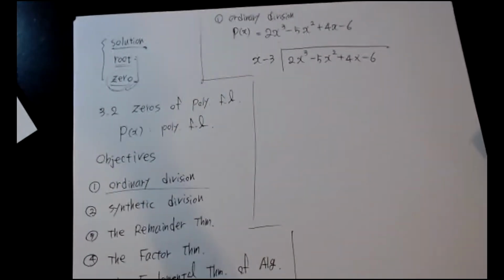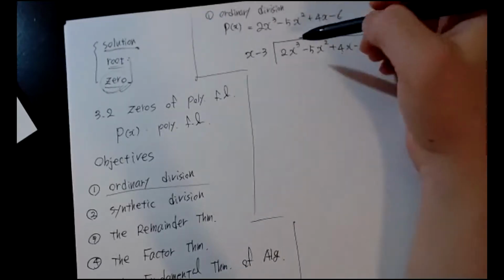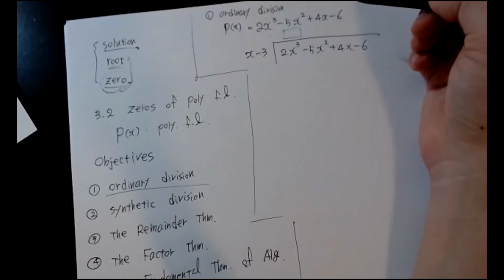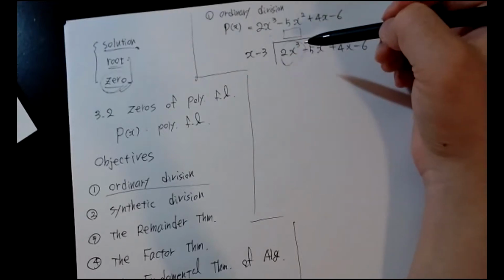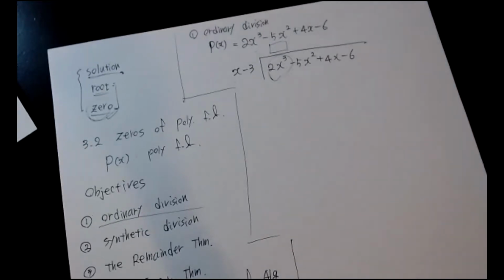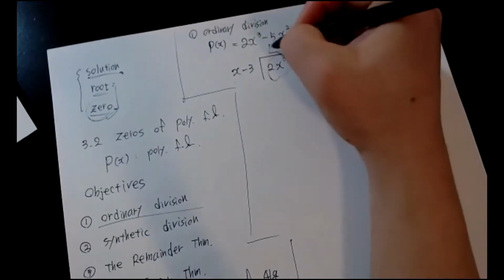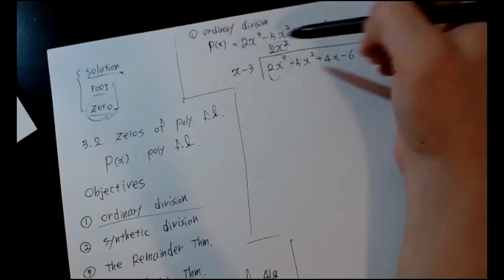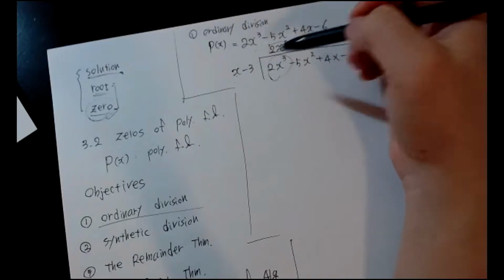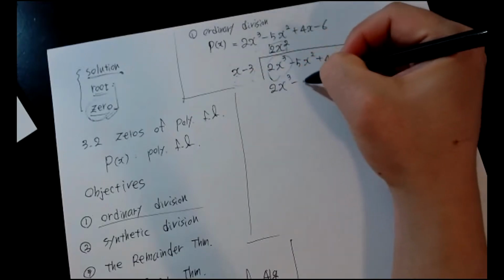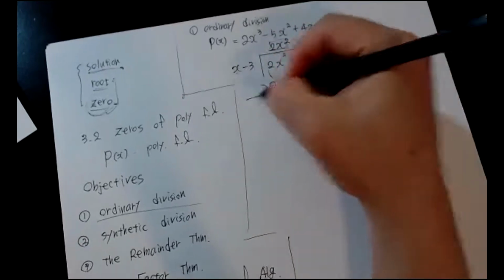So now back to here. We want to find the term to get 2x cubed from x. That's going to be 2 times x squared, because x times 2x squared is 2x cubed. So we multiply x minus 3 by 2x squared, which is 2x cubed minus 6x squared. And then we subtract.